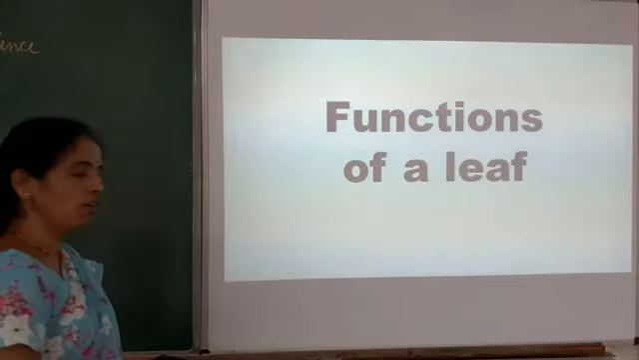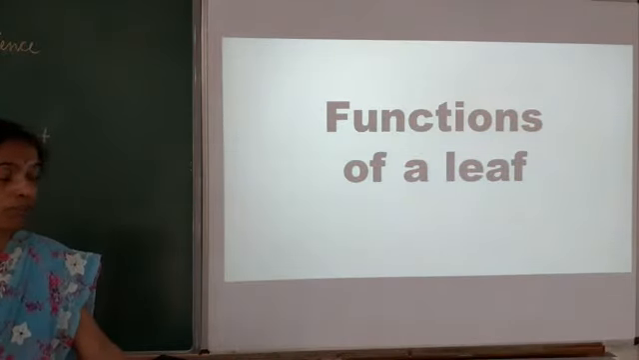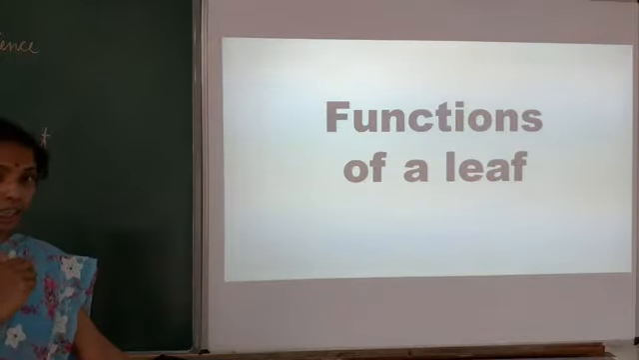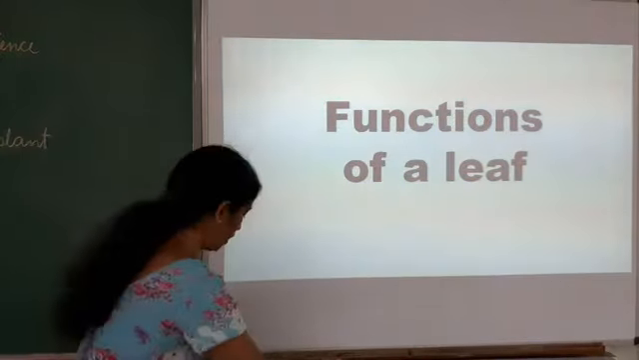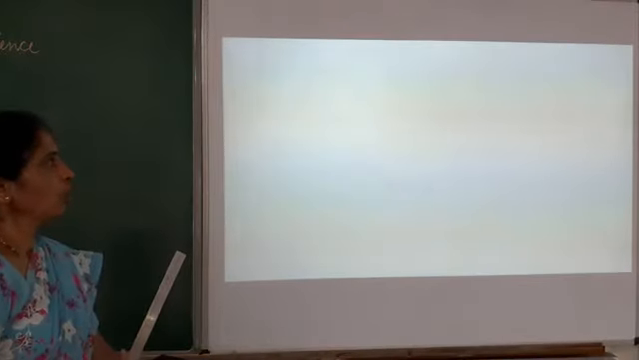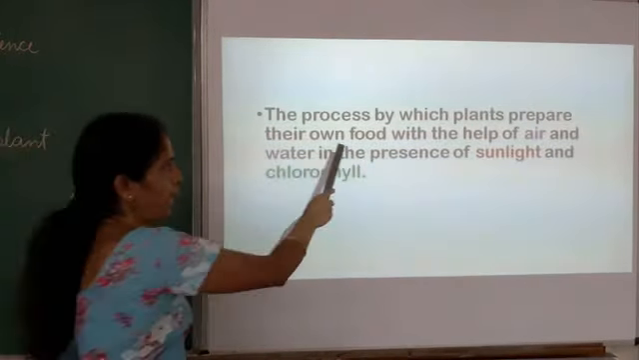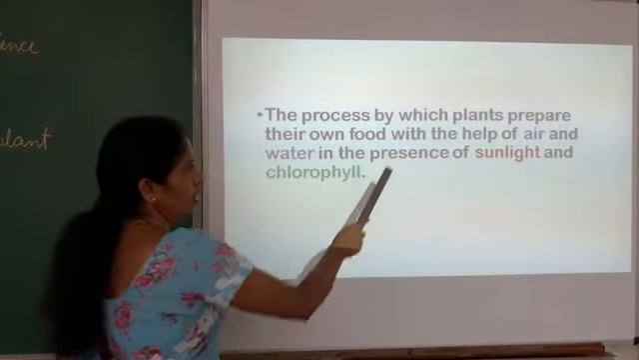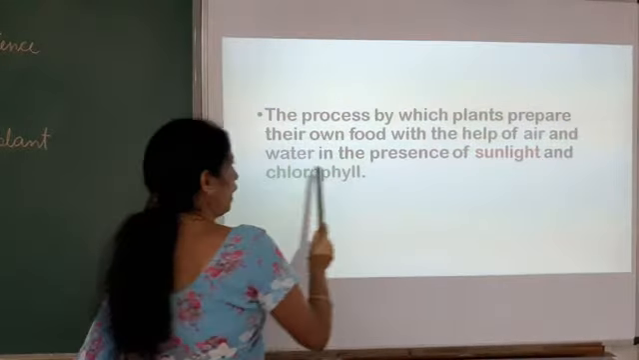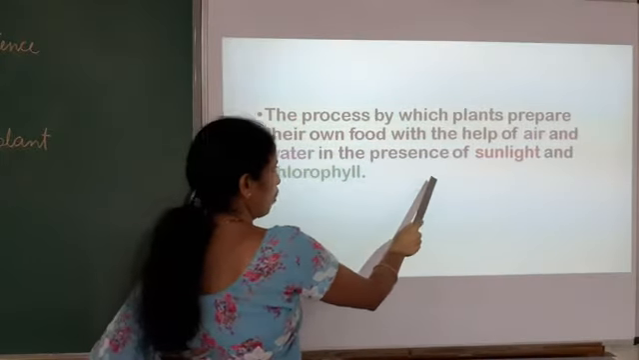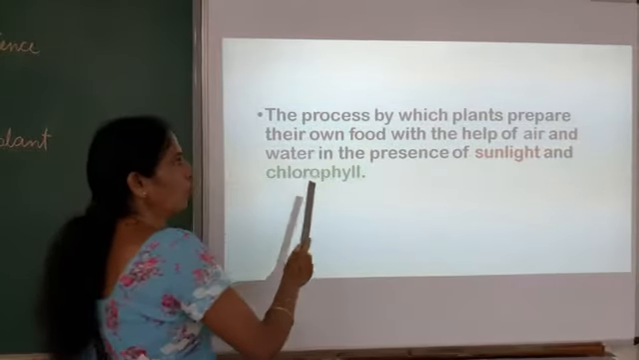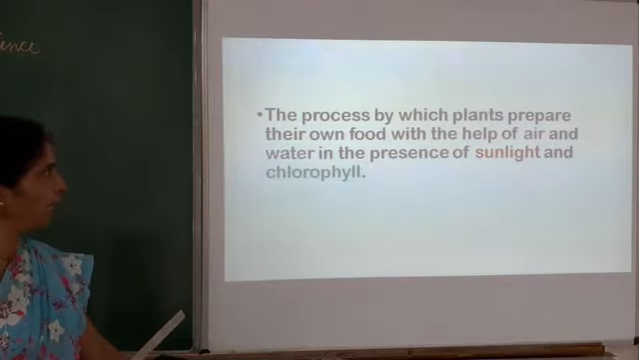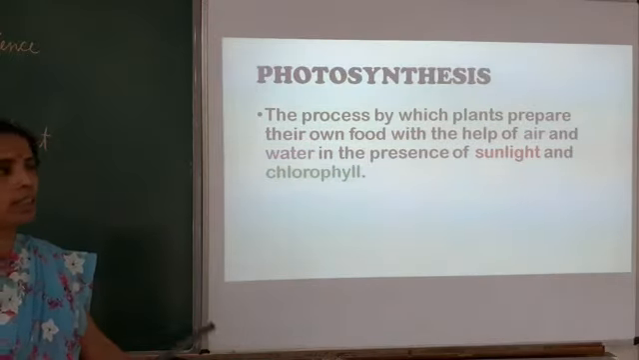So now shall we try to define the process of photosynthesis, children? Can you try? Photosynthesis is a process by which plants prepare their own food with the help of air and water in the presence of sunlight and chlorophyll. So this process we call photosynthesis.